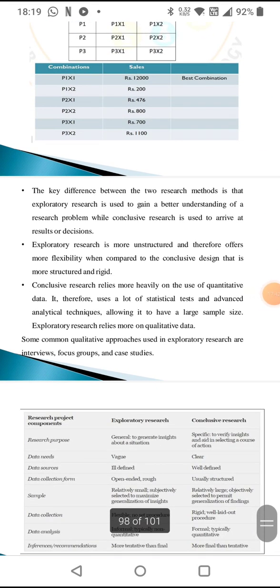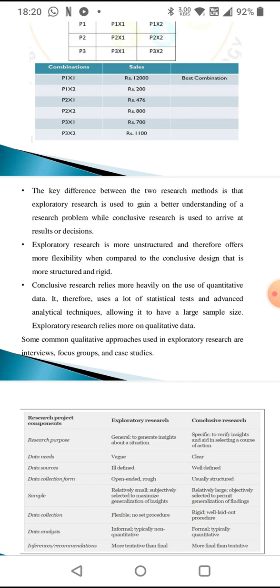Next are the key differences between the two methods, that is exploratory as well as conclusive. See, we are done with the description and explanation of exploratory research design methods as well as conclusive research design methods with this 8th video of RM, right? So we are done with this second module with these 4 videos, 5, 6, 7 and 8. We'll just go through a brief of the differences of these two.